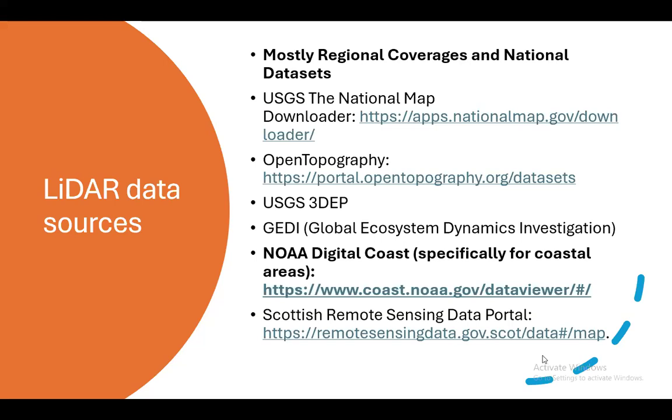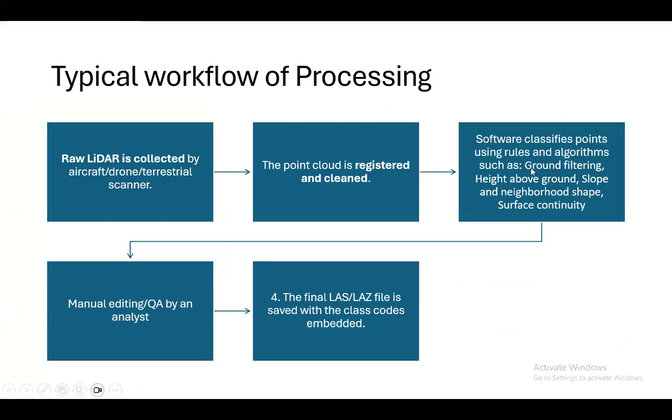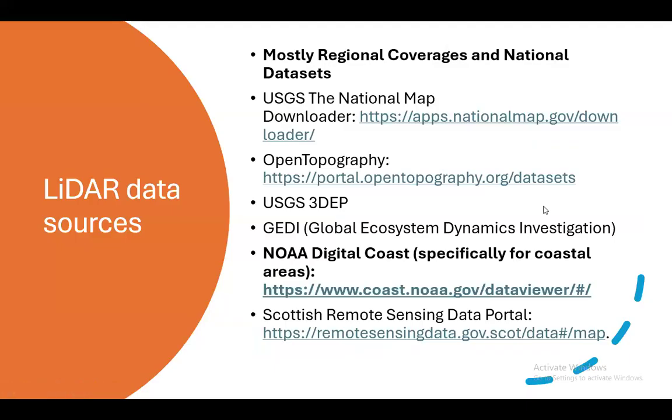Whenever the return is the last return, it can be classified as the ground. Whenever it is at the top, it can be a canopy depending on the distance or the height of the object, or it might be a building. So there are different classification algorithms we will discuss. Let me show you. Yeah, you have different classification algorithms. The software classifies the points using different rules and algorithms like ground filtering, height above the ground, slope and neighborhood shape, surface continuity. Based on all these algorithms, the software actually classifies the points, and it denotes the numbers.